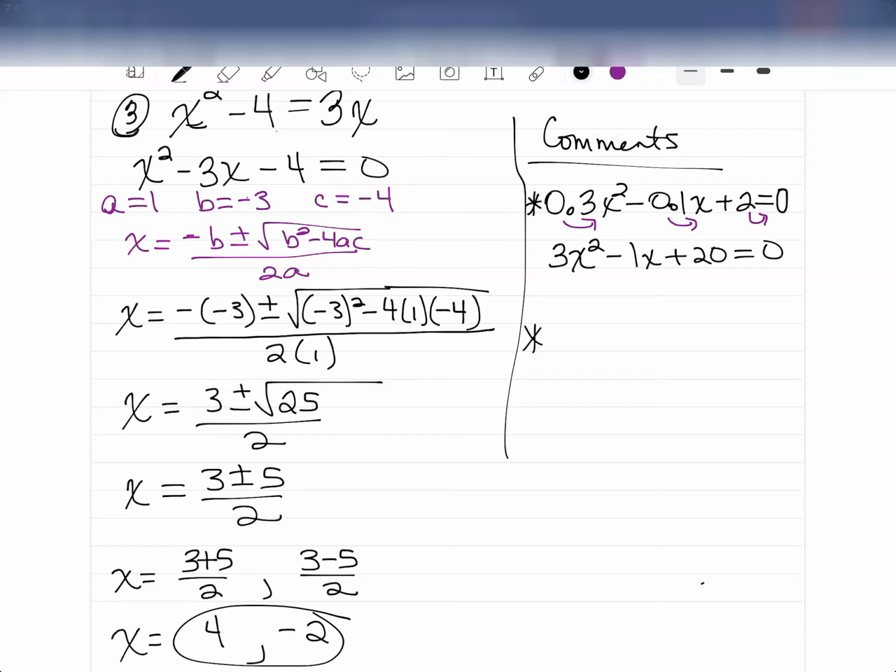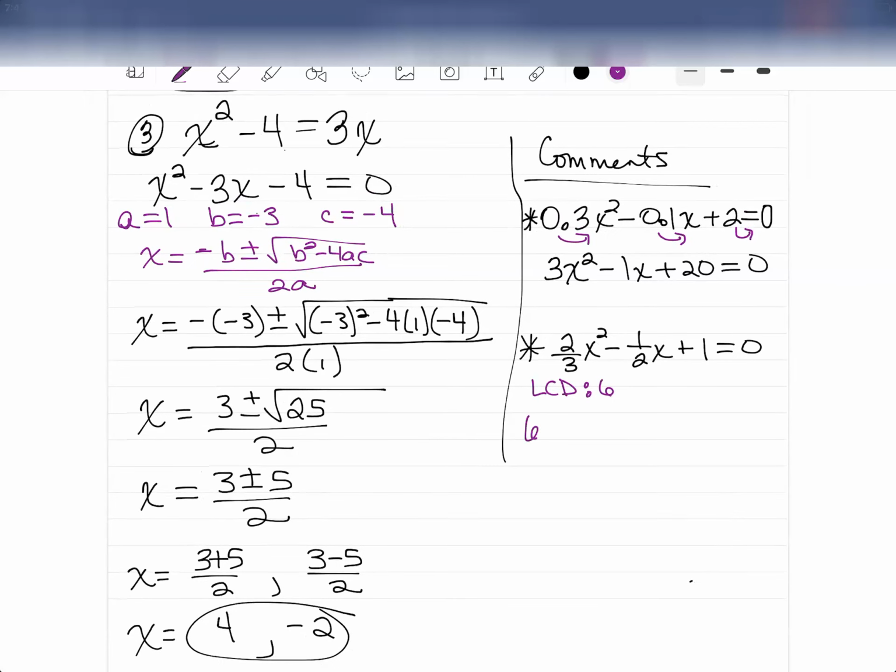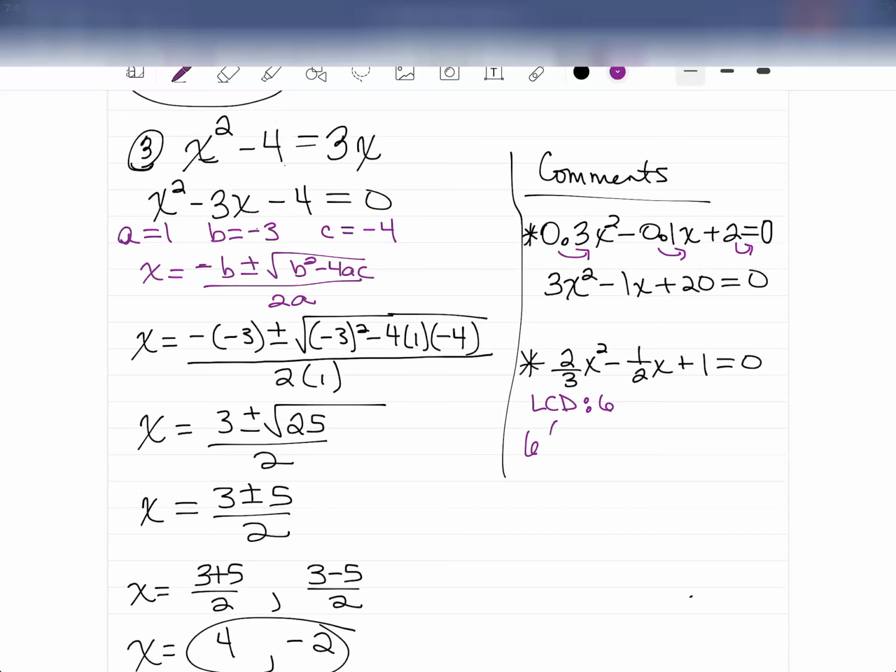If it was a fraction instead, you would use your least common denominator. Multiply through by your least common denominator so that you can rid your equation of the fraction. If you're comfortable, you don't have to do that. You can just leave the fraction there. Same with the decimal.